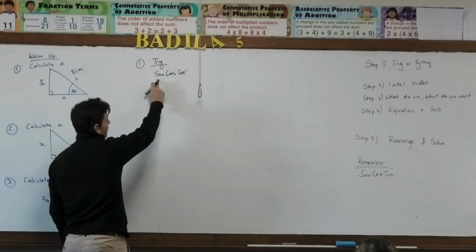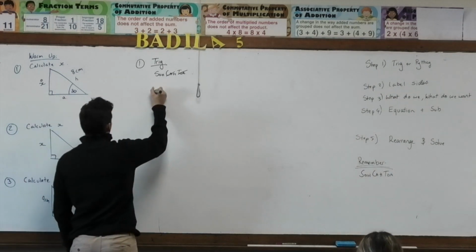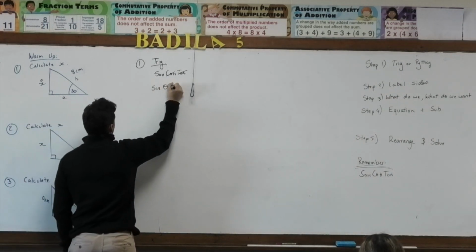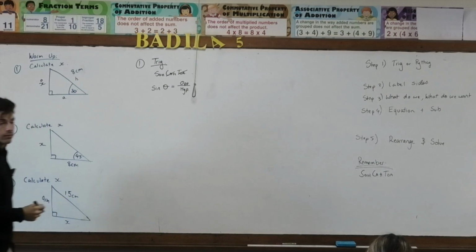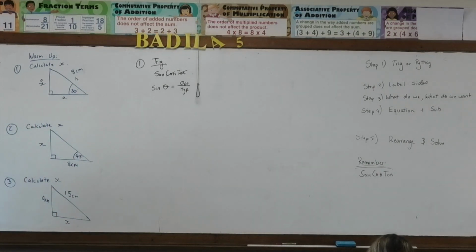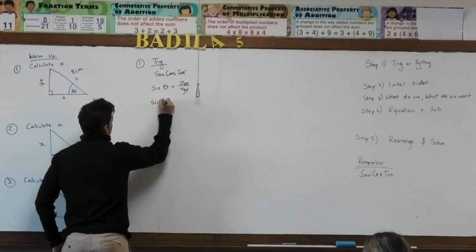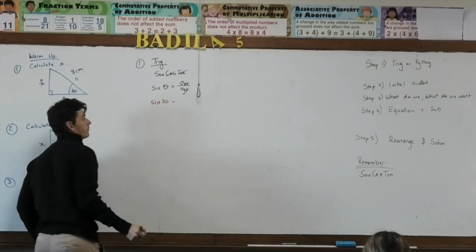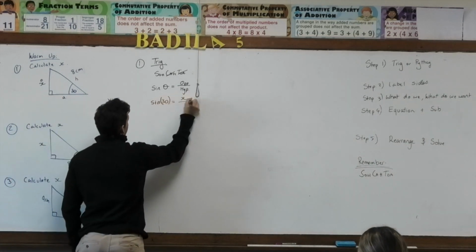So what I want, what do I have? I've done that. That's step 3 done. Step 4, write my equation. So I just said I'm using sine, so I just write the general equation. Sine theta equals opposite over hypotenuse. Next step is subbing what I know. So what do I know? Angle. I know my theta is 30, so I write sine 30 equals x over 8.